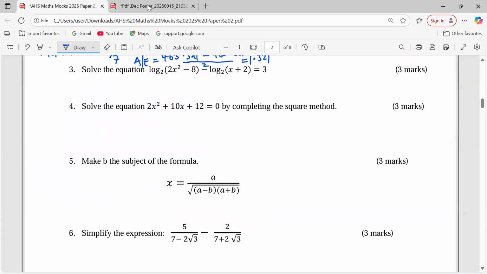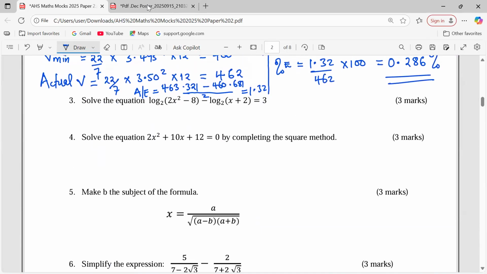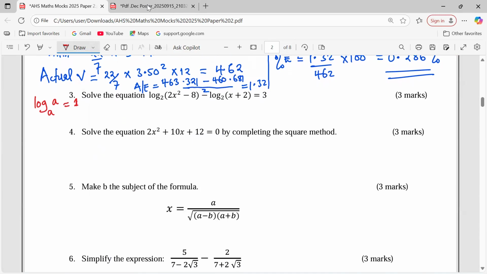Look at number 3. Solve the equation log to base 2 of 2x squared minus 8, minus the log to base 2 of x plus 2, equals 3. Look at the base which has been applied in this question. Then, through that, allow me to apply the law that says when we have the log of a certain base to the same base, the value is usually 1. Now that this is true, we can introduce the log of 2 to base 2 where there is 3. And that way, the value of 3 shall not be affected.